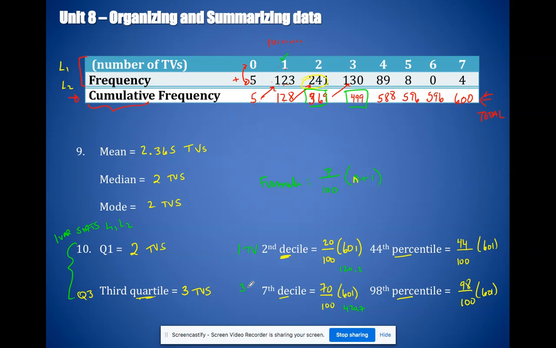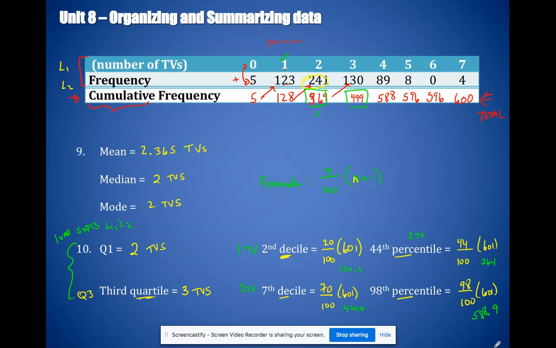3 TVs. Right, because this is actually how many people there were as I'm adding up. My 44th percentile, the decimal I got, I didn't get a decimal. I got 264. What does that go with? Also 2 TVs, right? But look at this one. This one I got 588.9-ish, almost 589.